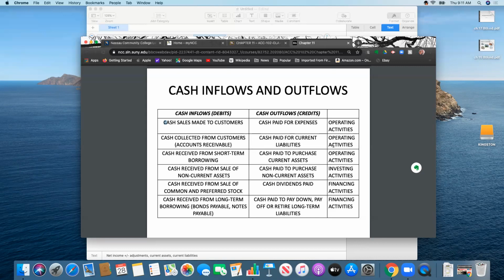Why are these operating activities? Because they affected either the income statement or the balance sheet, current assets, and current liabilities. So whenever you think of operating activities, think income statement first, net income, plus or minus adjustments, current assets, current liabilities.